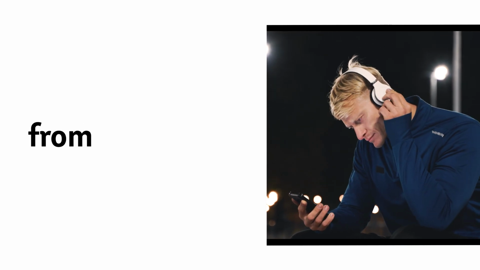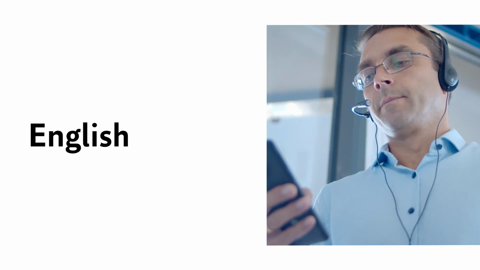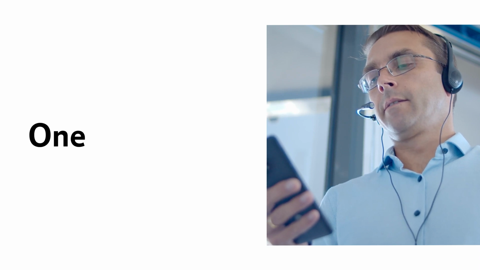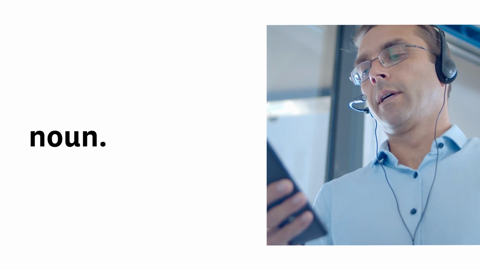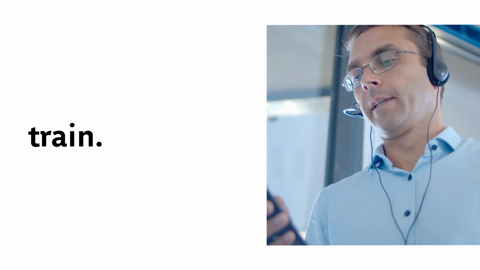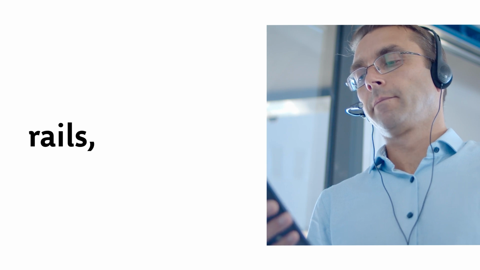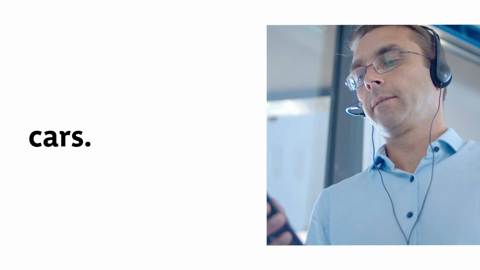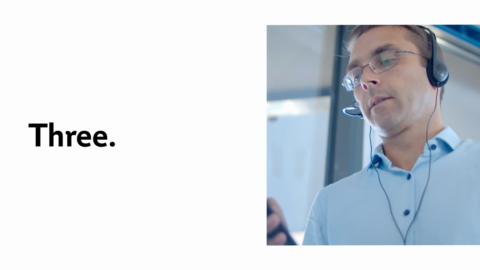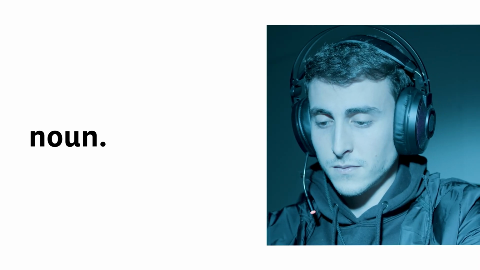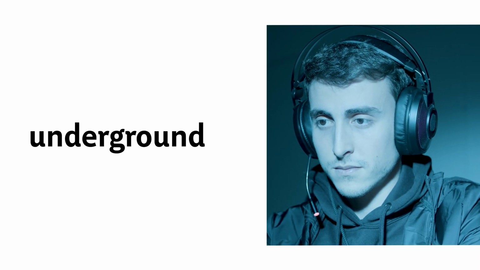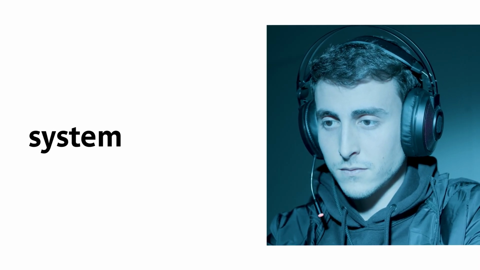Here are some key words from this lesson that are great for A1 English learners. 1. Bus, noun. A large vehicle that carries many passengers. 2. Train, noun. A vehicle that runs on rails, usually with many cars. 3. Subway, noun. An underground train system.